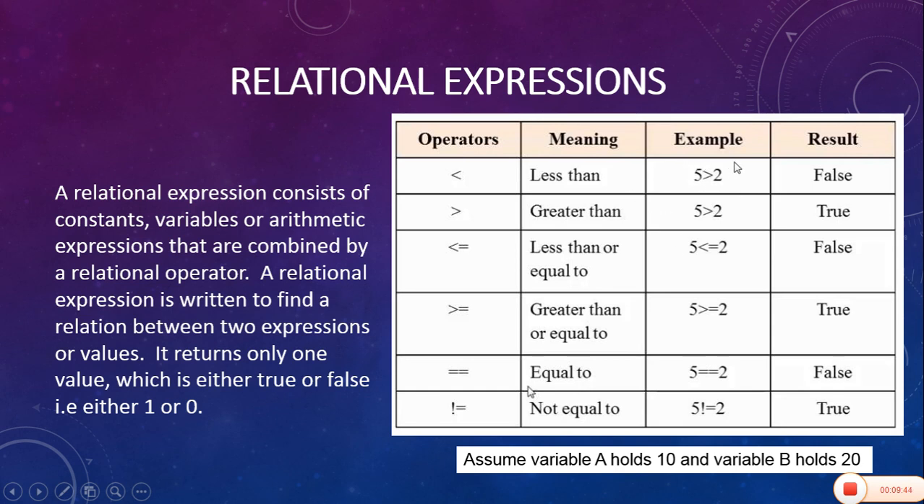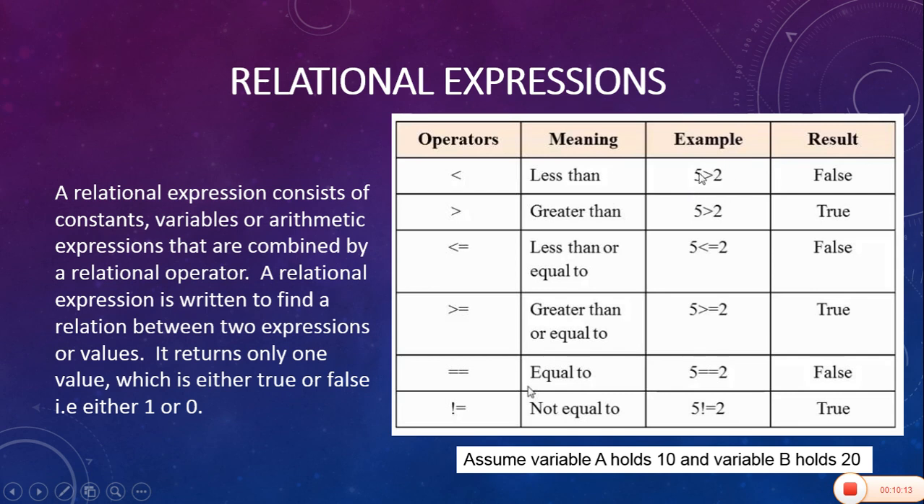Now if we consider that a is less than b, which means that 10 is less than 20. If we consider that 10 is less than 20, this condition is true, so we will get an answer of 1.